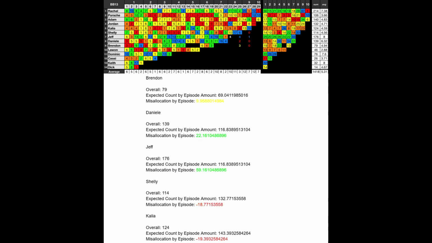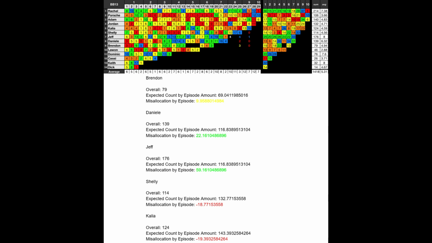Brendan has 79 confessionals, and he has an expected count by episode amount of 69.4. This means that he has a misallocation by episode amount of 9.95, so he's barely still in that fairly evenly distributed by episode diary room counts, where if he literally got 0.6 more, he would be in the overly distributed, but he's still in that fine range.